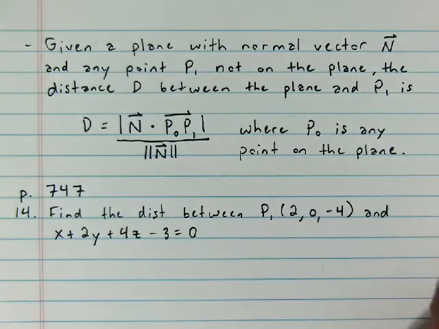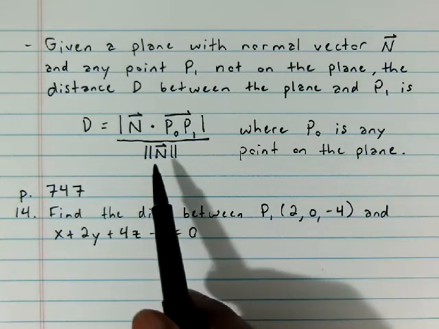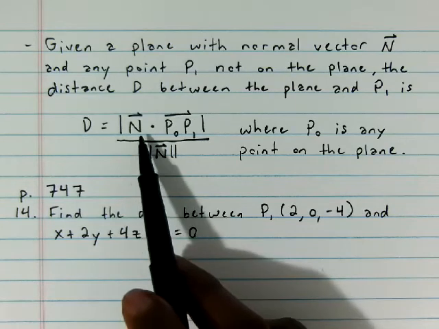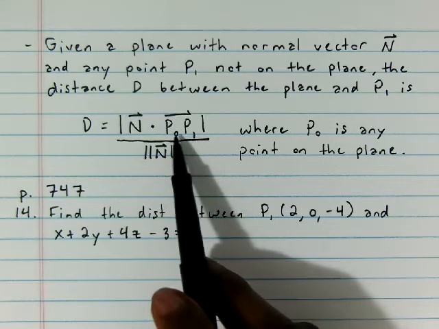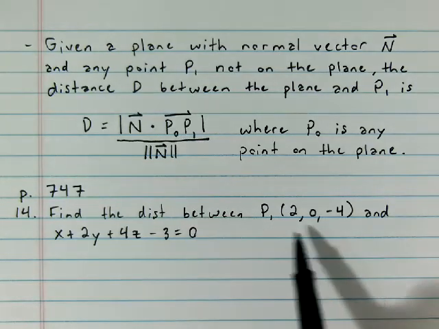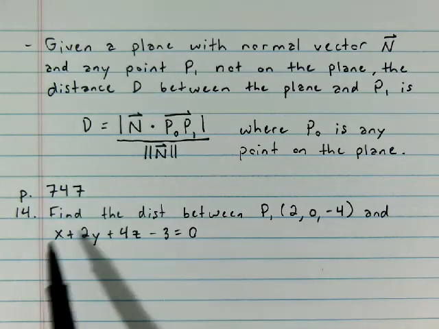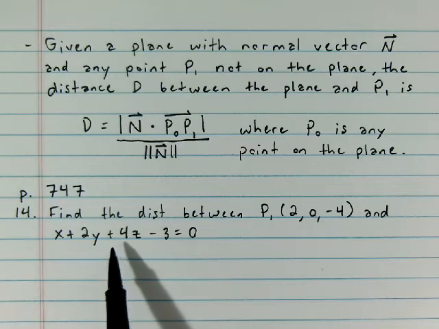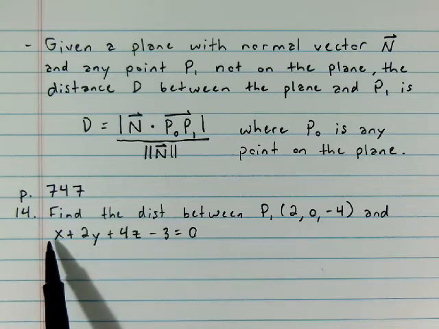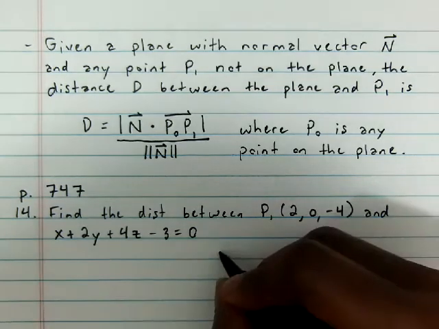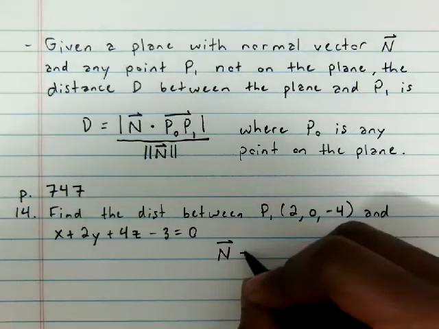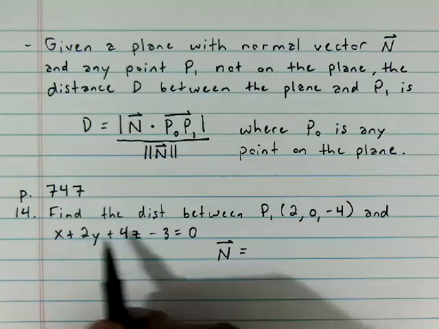All right, so we want to use this formula above. So we need a normal vector, we need a point that's not on the plane, we need a point that is on the plane. So they give us a point not on the plane, and they just give us this. Now remember, we know how to quickly see what the normal vector is using the coefficients of x, y, and z. So our normal vector, we can see, is 1, 2, 4.